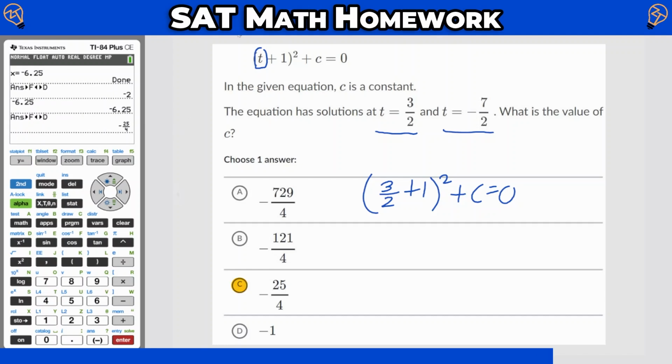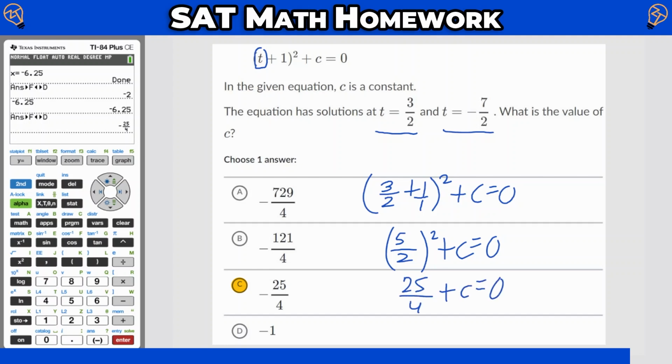Now, I could do it by hand. I don't see why I would, but this is the same as 1 over 1 or 2 over 2. 2 over 2 plus 3 over 2 is 5 over 2. And then I could go ahead and square the numerator and denominator. And then finally, when you subtract over the 25 fourths, you get negative 25 fourths. And you would get the same thing if you had plugged in negative 7 halves.